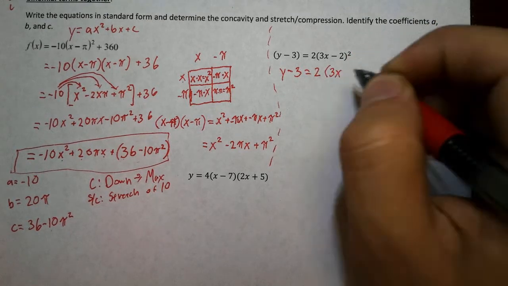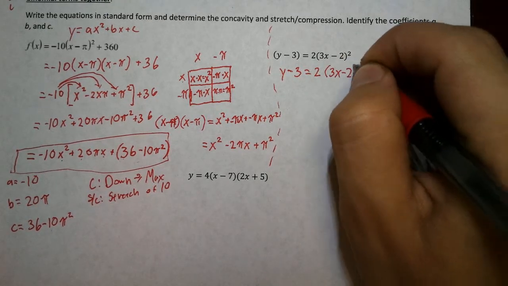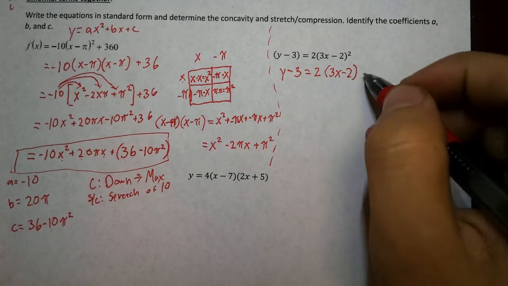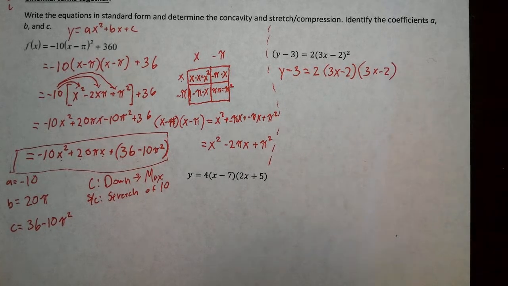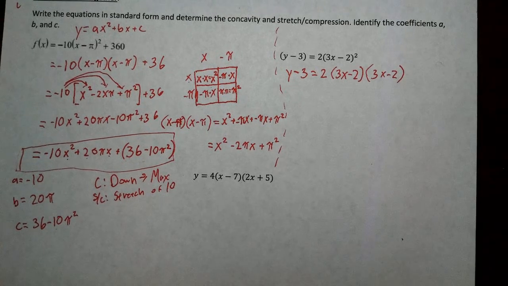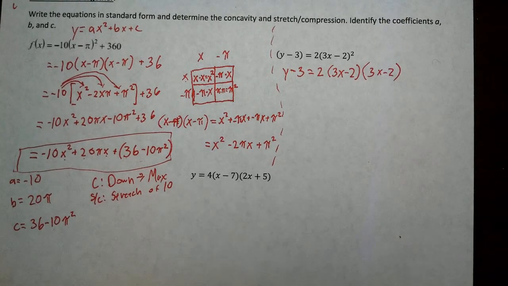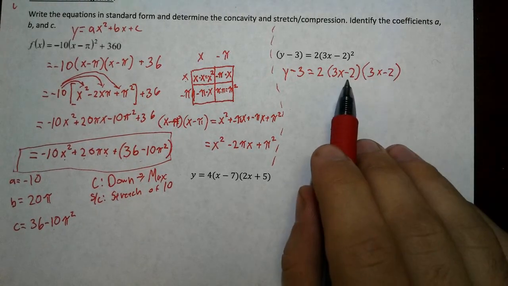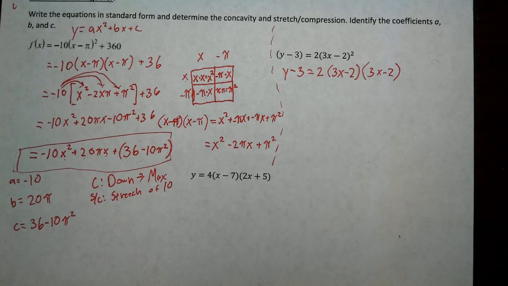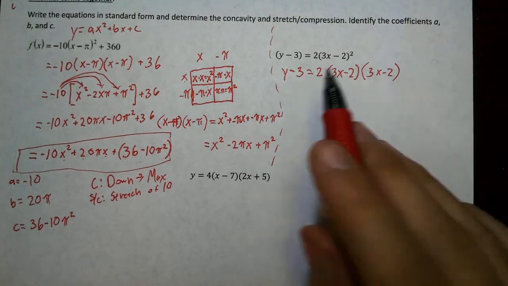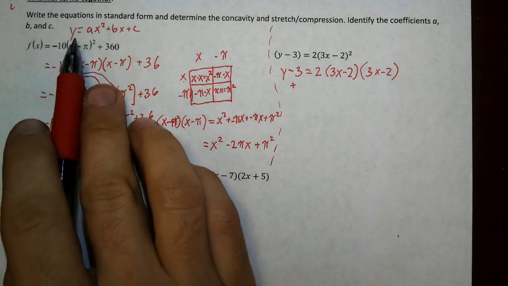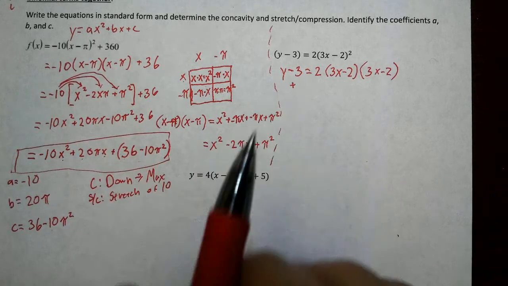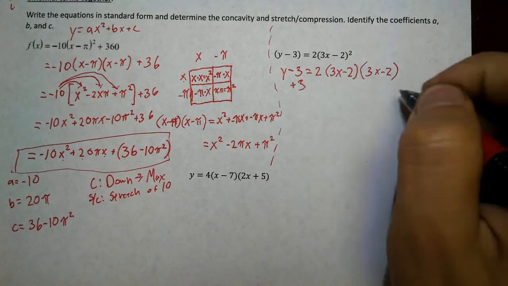And we know that binomial (3x minus 2) squared is equal to (3x minus 2) times (3x minus 2). Now, we can do that binomial multiplication, and you can do that now if you want, but I'm first going to take care of this minus 3, which is on the y. Remember, when we look at our form, we want y isolated, nothing next to it. So let's go ahead and take this 3 to the other side.